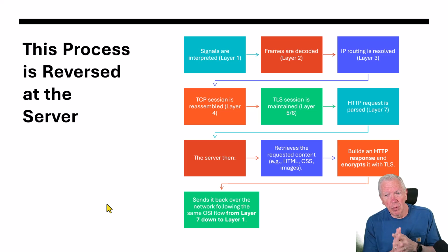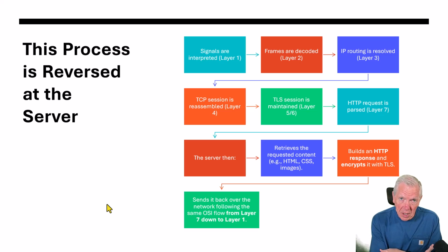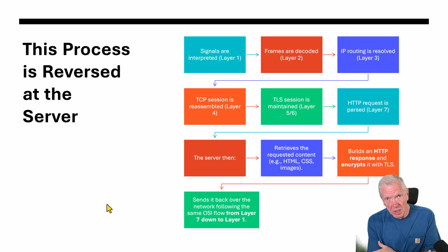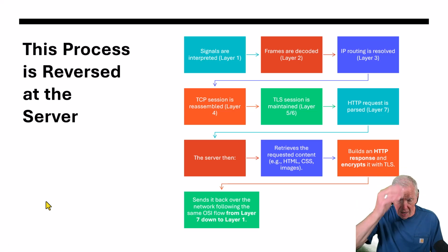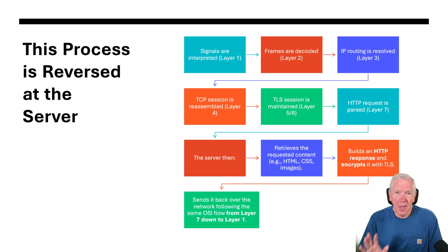And the server then retrieves the requested content. It's going to be in the form of things like hypertext markup language, cascading style sheets, images, JavaScript code, PHP code, things like that. And then it builds what's called an HTTP response, and it encrypts it with TLS and sends it back to you down to layer 1. So then you get it, and you have to bring it up through layers 1 through 7 to look at what you've got. Now think about this.